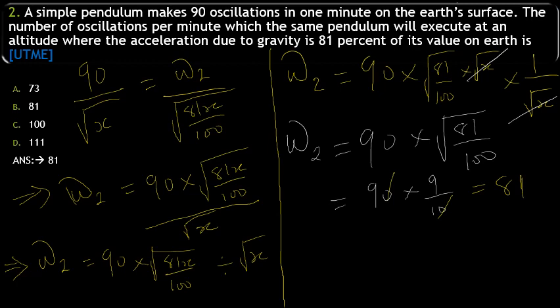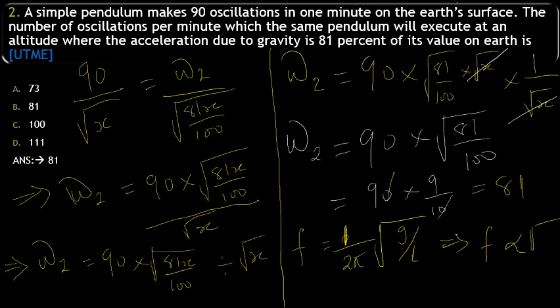Now if you also wanted to use frequency, you could have done this. Remember that frequency is equal to 1 over 2 pi square root of g all over L. From this you can as well see that f is proportional to the square root of g, and we could have done the same thing we did before. Alright, the next question.